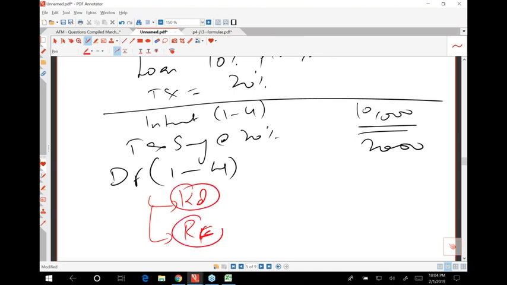Now when we use KD, what is our assumption? Our assumption is that since the debt has an interest rate of 10%, the relevant discount rate is also 10%. And when we use RF, let's say 2%, our assumption is, since the government is providing the tax saving, therefore the government's rate is to be used.